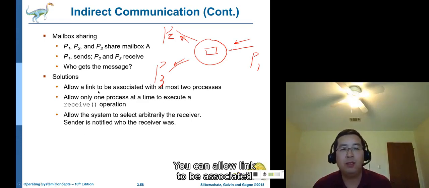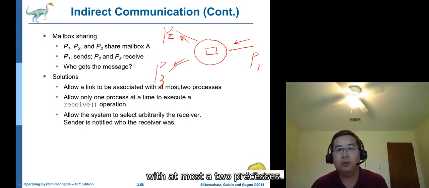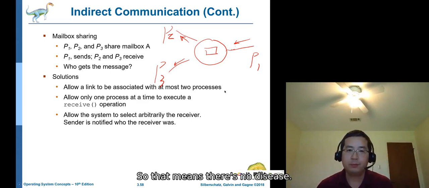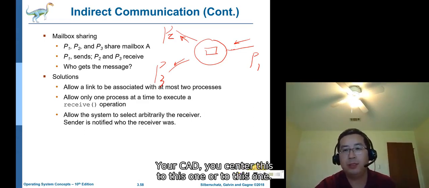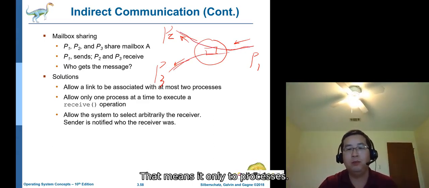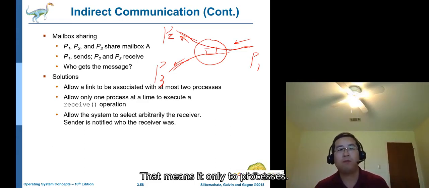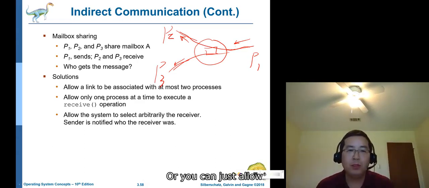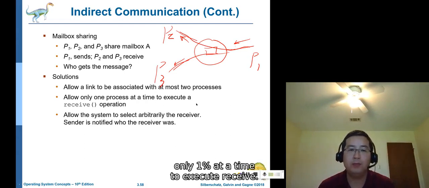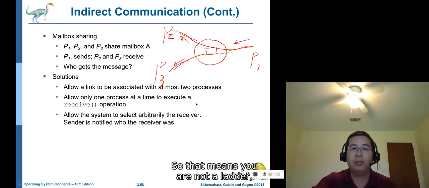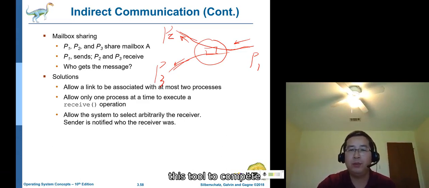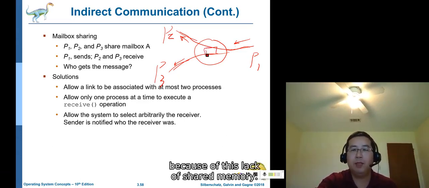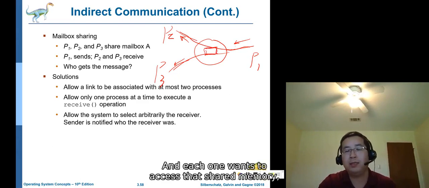You can allow a link to be associated with at most 2 processes. So that means there's no this issue. Okay? You send this to this one or to this one. That means there's only 2 processes. Or you can just allow only 1 process at a time to execute receive. So that means you will not let these 2 compete, because this is like a shared memory, and each one wants to access that shared memory.